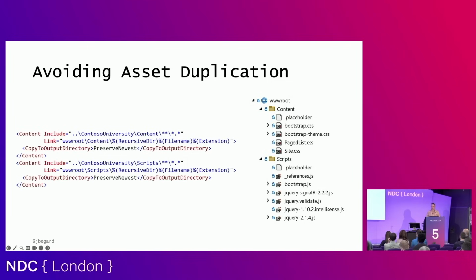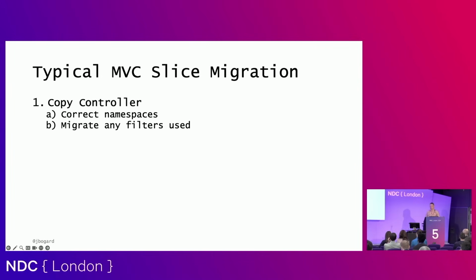Okay, so the way this would typically work is I copy over the controller, correcting any namespaces that are being used as part of that, which is usually just like System.Web to Microsoft.AspNetCore.Mvc, whatever. So it's pretty straightforward, any of those things, and just correct all of the different compile errors there.